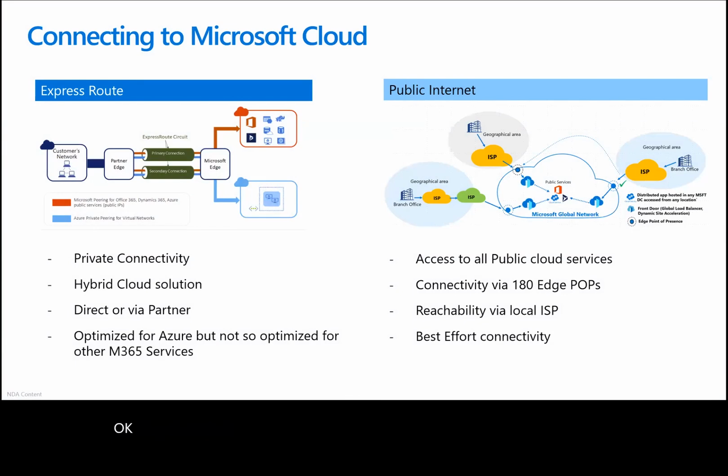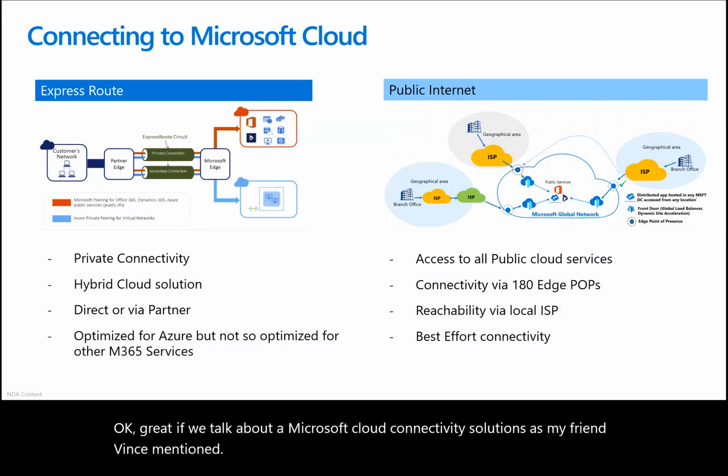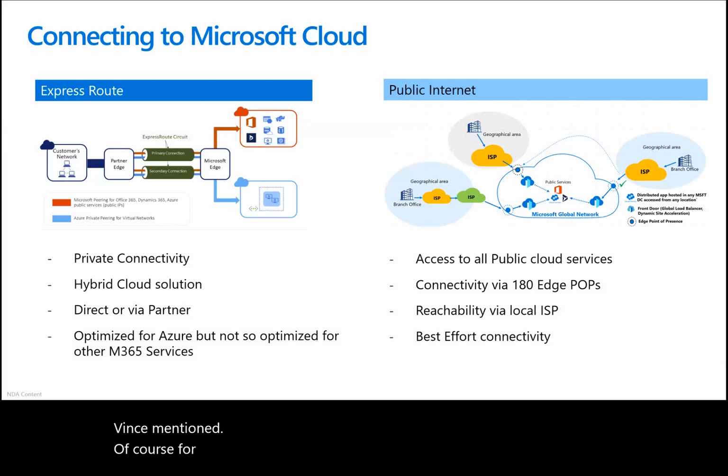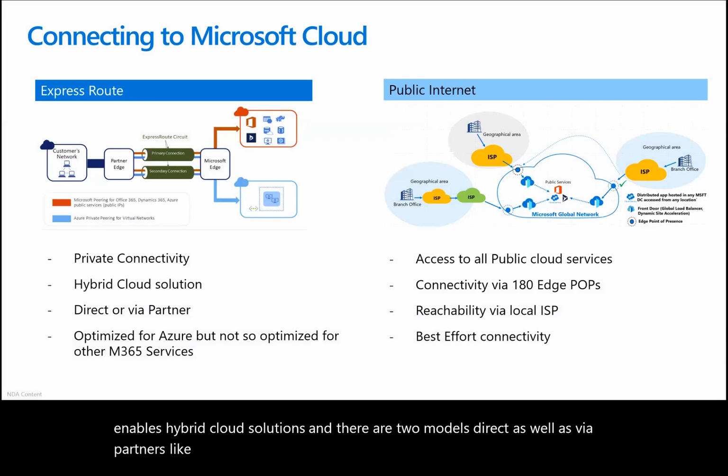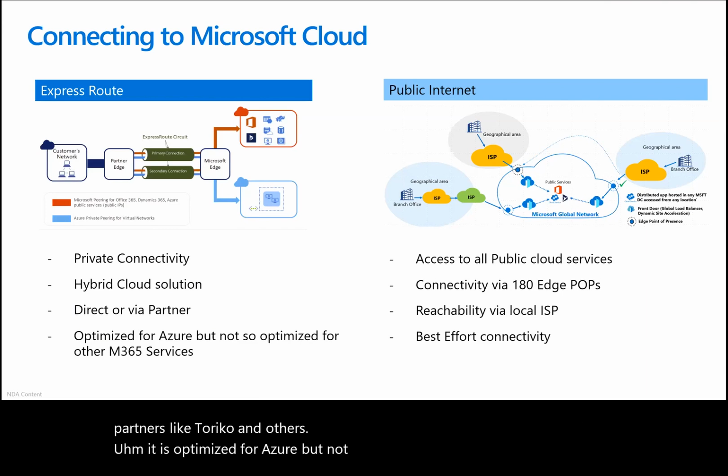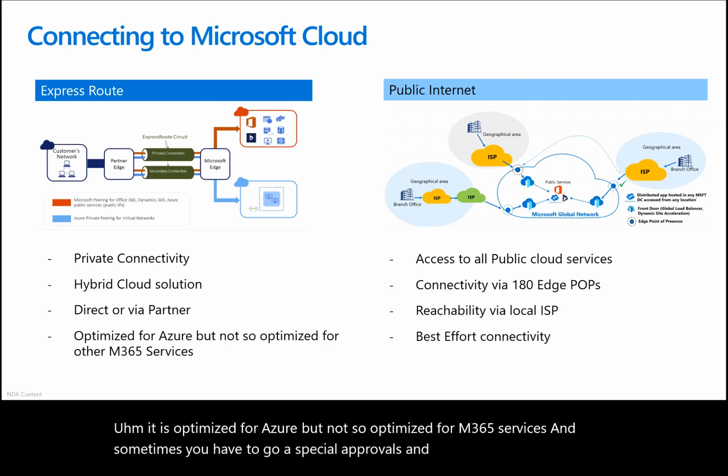If we talk about Microsoft Cloud Connectivity Solutions, as my friend Vince mentioned, for private connectivity, we have ExpressRoute, which enables hybrid cloud solutions, and there are two models: direct as well as via partners like Teraco and others. It is optimized for Azure, but not so optimized for M365 services, and sometimes you have to go for special approvals, and it's by default not the recommended solution here.